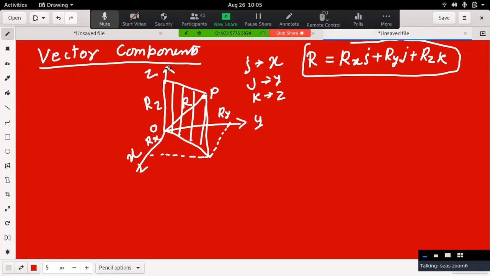So most of the calculations which are related to position, velocity, and acceleration will involve application of such kind of vector components or position components. So it is also important to understand the properties of these components. Let's say there is any vector A, and this vector A can be represented by its components ax i, ay j, and az k.